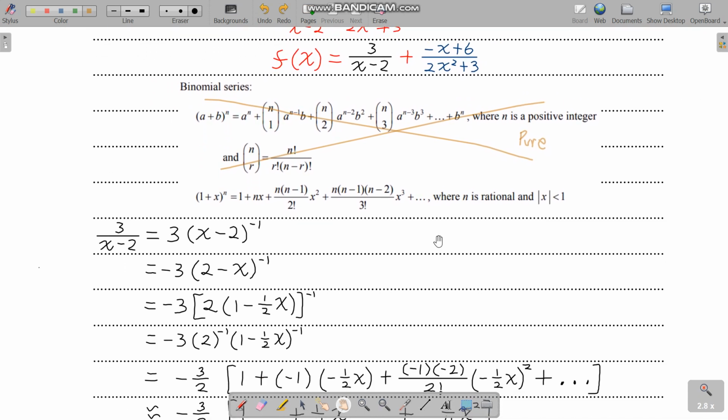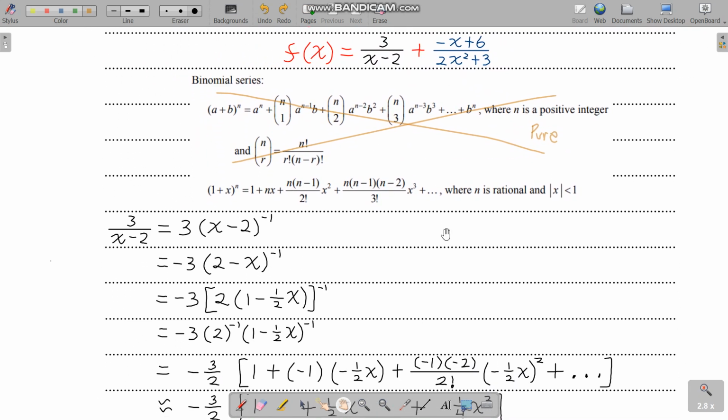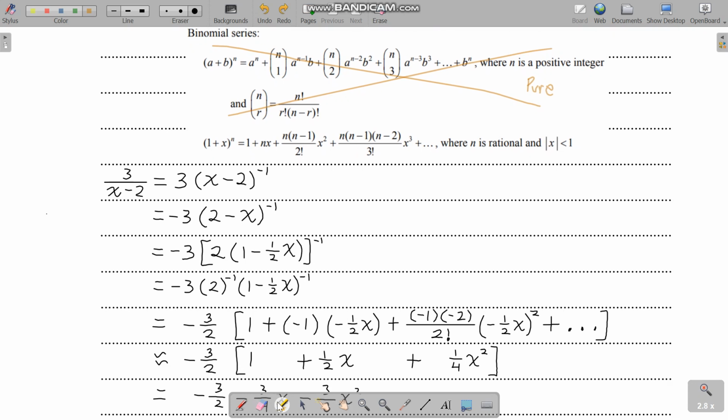So for the first term, the one in black, 3 over x minus 2, we can rewrite this as 3 times x minus 2 to the power of minus 1, and we can make it 2 minus x here, so we pull out the minus, so we can put the minus outside like this. This is actually still minus 2 plus x, same thing. Now if you look at the MF19 formula, here we have 1 plus x, which means we can only use the formula if this is 1. If this is 2, we cannot use the formula, so we're going to have to factor out the 2 here.